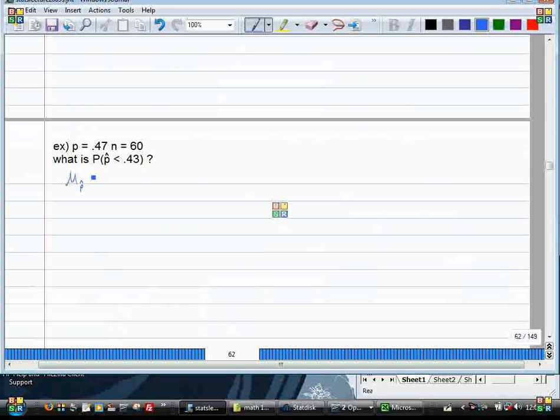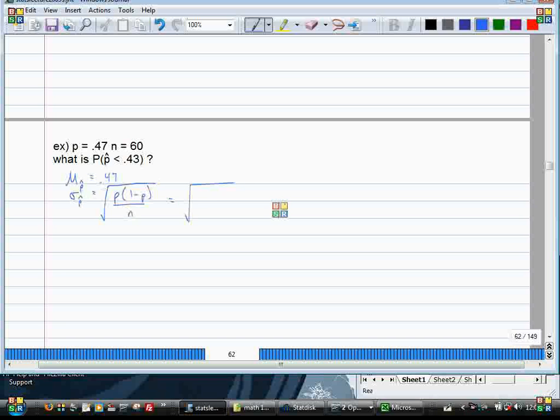So first thing is find the mean. And what is the mean? Exactly. It's p, which is 0.47. Next, standard deviation. And what's the notation for that? Sigma p hat. Now what's the formula? It's the square root of p times 1 minus p over n.